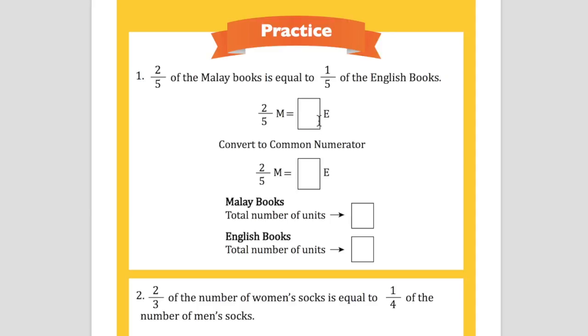Convert into common numerators. What do you do? You multiply by 2. The top has to be the same, right? So multiply by 2, multiply by 2. You'll get 2 out of 10. So that means that 2 out of 5 Malay books, which means that the total number of units of Malay books is 5. And here will be 2 out of 10, which means that the total number of units of English books is 10. Get it? Very simple.